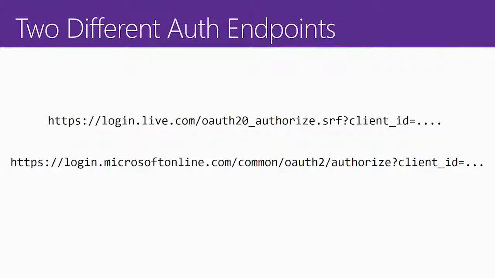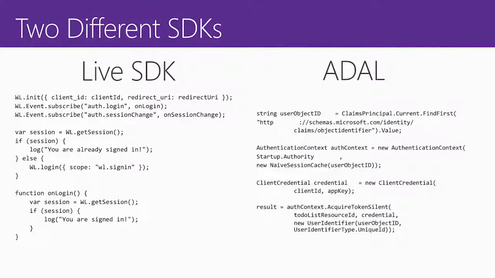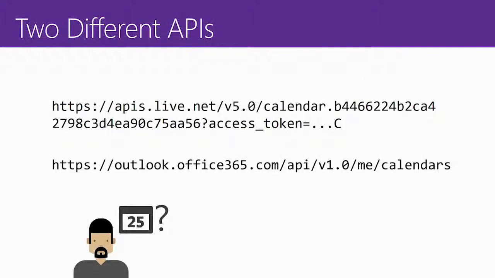Two different authentication endpoints for developers that they have to hit to integrate with the systems themselves. Two different app registrations when you want to sign up for an application with Microsoft. Two different SDKs to use, the Live SDK and the Active Directory Authentication Library. And two different APIs to hit when you actually want to get some data from Microsoft.